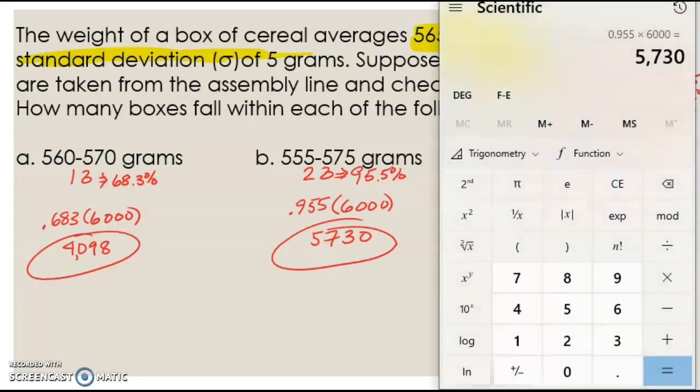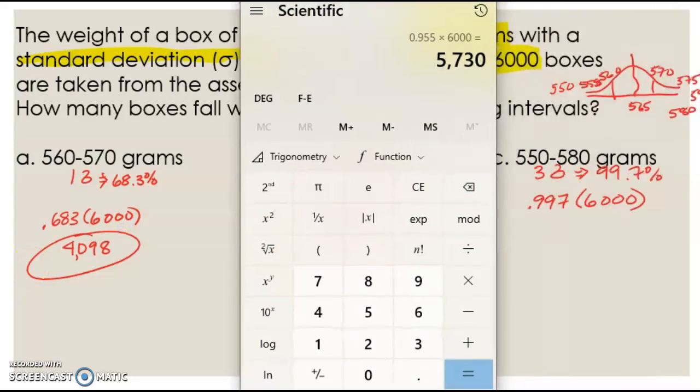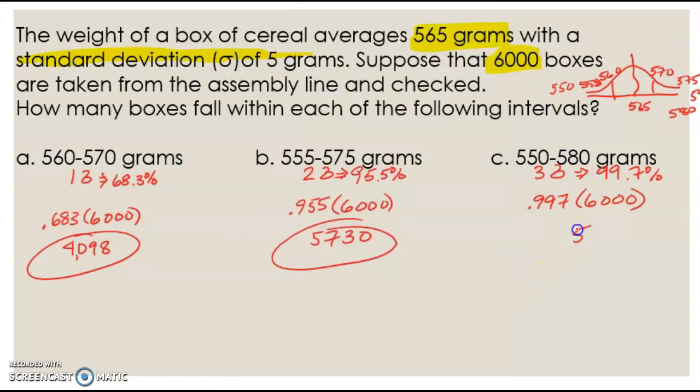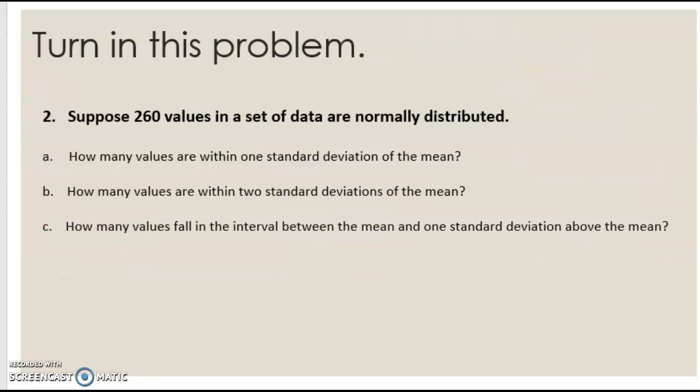For the last one, 0.997 times 6,000. 5,982. So that covers all but 18 boxes. When you go out to 550 to 580, you've covered all but 18 boxes of the stuff that is being produced. So let's stop the video here and I'll go one more.